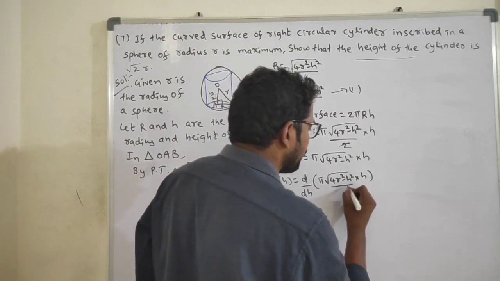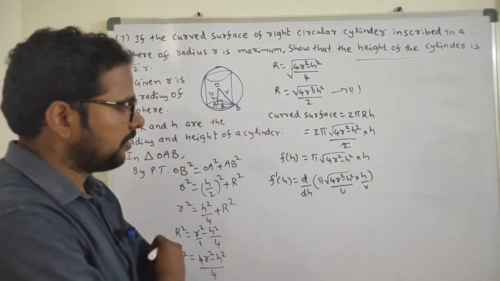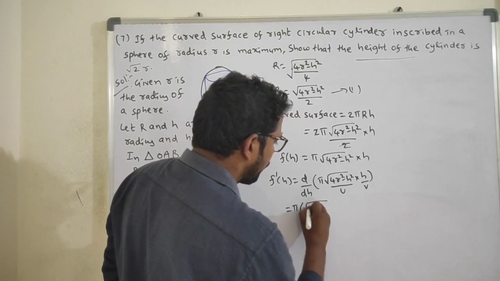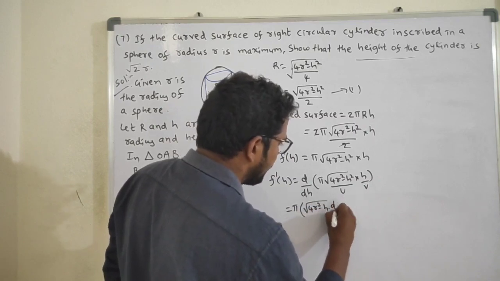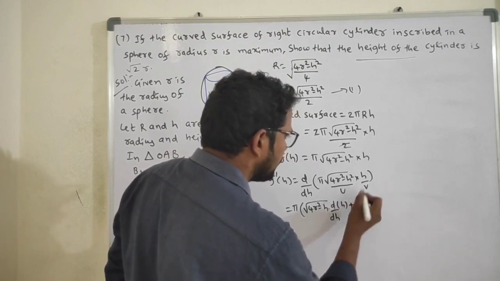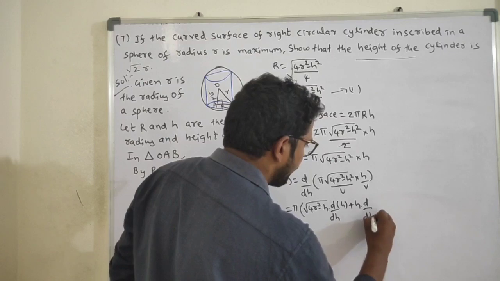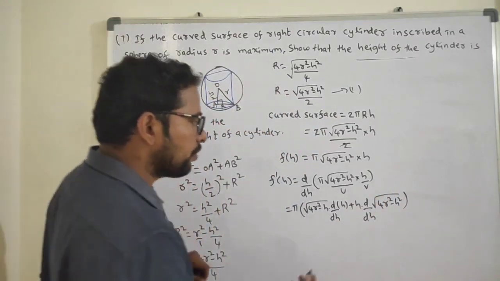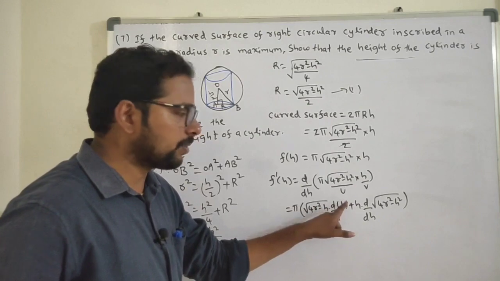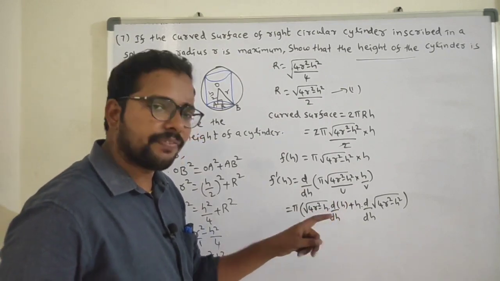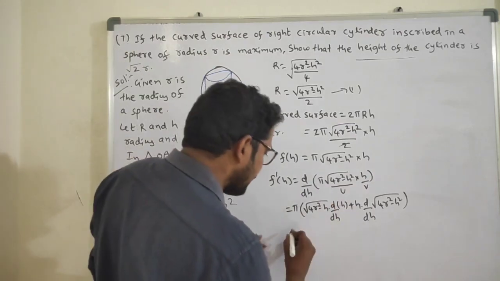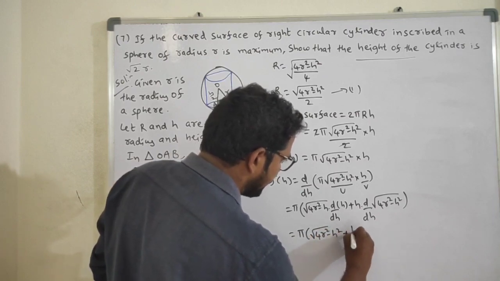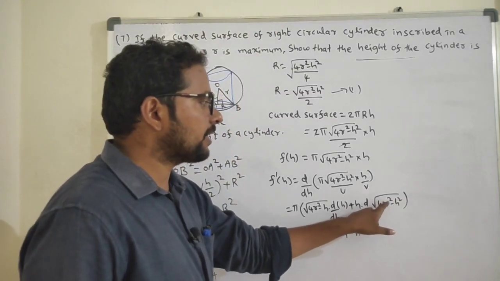So it is in the form of the uv formula: take this as u and this as v. What is the uv formula? u v' + v u'. So π into [u, √(4r² − h²), into d/dh of h, plus h into d/dh of √(4r² − h²)]. d/dh of h is equal to 1, since the variable is h and we are doing differentiation with respect to h. So this is π into √(4r² − h²) plus h into d/dh of √(4r² − h²).